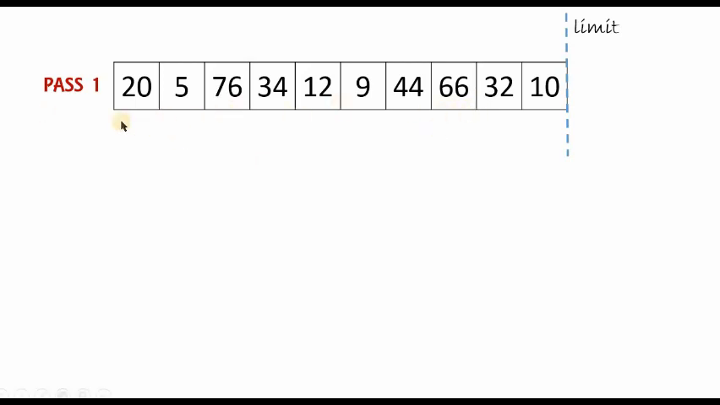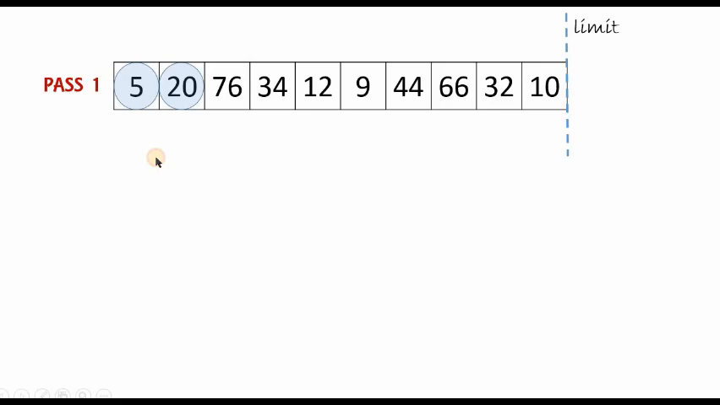Every pass begins by checking two elements at a time. So first we have the first two elements, 20 and 5. If you consider sorting in ascending order, clearly these two are out of order. 5 is supposed to come before 20. Hence we need to swap these two elements. So I swap 5 and 20. Now they are in the right order.